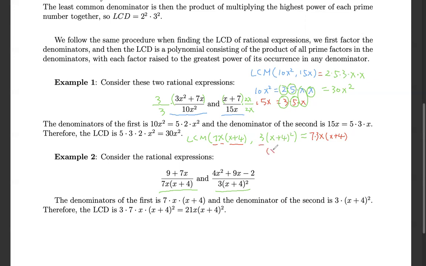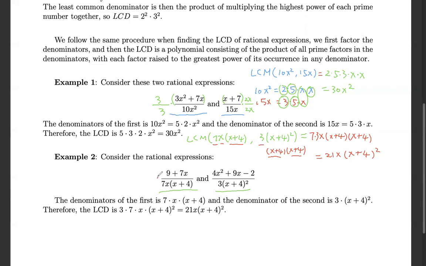Well, what's x plus 4 squared? That's x plus 4 times x plus 4. One x plus 4 is already here, right? It's a common factor. But then we have this x plus 4. So we need to multiply by another x plus 4. Or we just write it as 3 times 7, 21, x times x plus 4 squared. So this is the least common denominator of those two rational fractions.